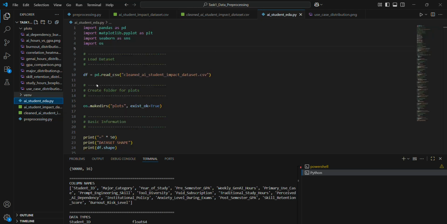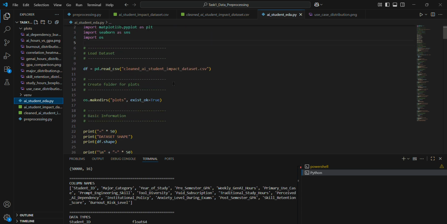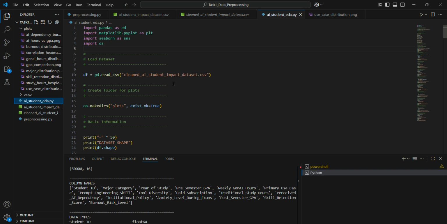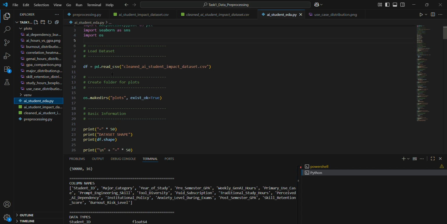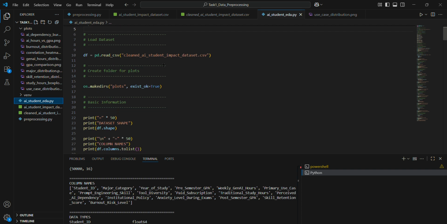And so we come here to our AI student EDA Python file, which is going to be used for our EDA. The purpose of this analysis is to understand the dataset, identify important patterns and relationships, and gain insights that can be useful for further research or machine learning applications. The very first thing we did here is import the important libraries, which are pandas, matplotlib, seaborn, os, and then we load our cleaned AI student impact dataset.